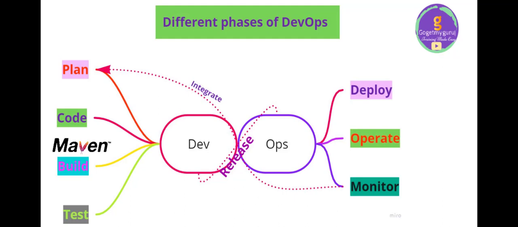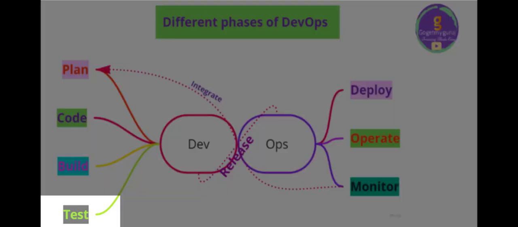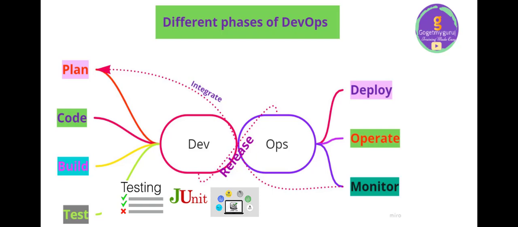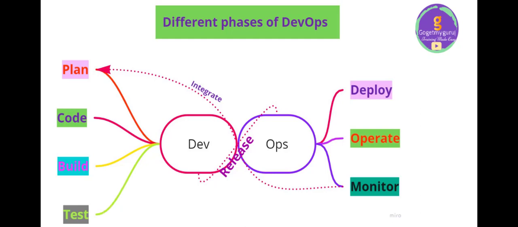Here the code will be built with the help of tools like Maven, Gradle, etc. If the code is built successfully, then it will be sent to the next phase, that is test. Here, the testing team will test the code manually or by using automation tools like Selenium, JUnit, etc. If the code passes all test cases, then we can release the software to the operation team.